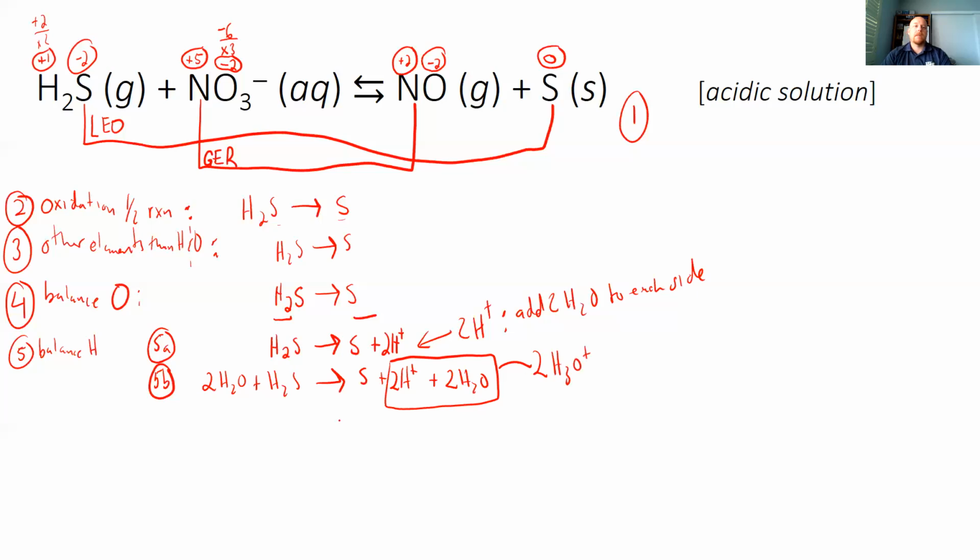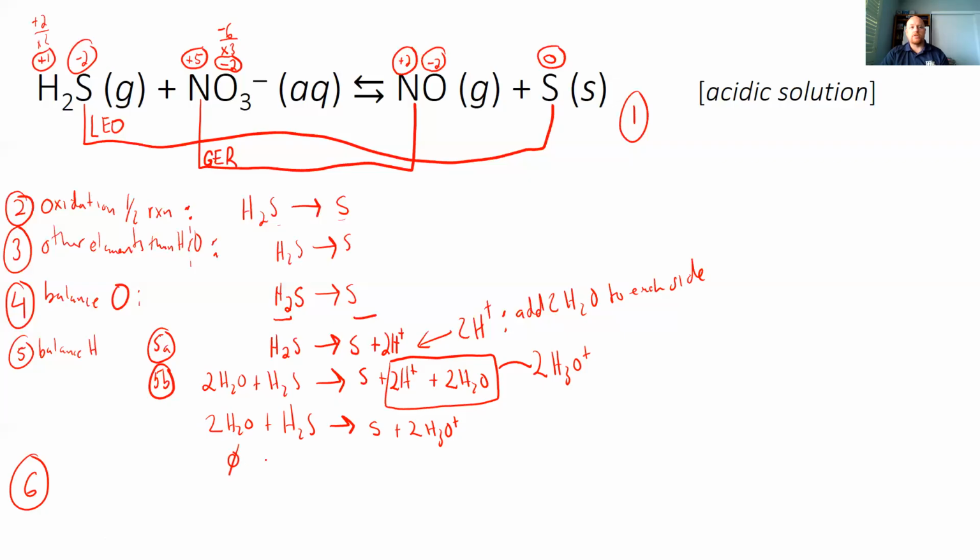2 H3O plus, right? And so now I can sort of finish up 5 by saying, well, I've got 2 H2O plus H2S react to form sulfur plus 2 H3O plus. And so the only thing I don't have balanced here is my total charge, and that's going to be step 6. So in step 6, I'm going to look at the charges.